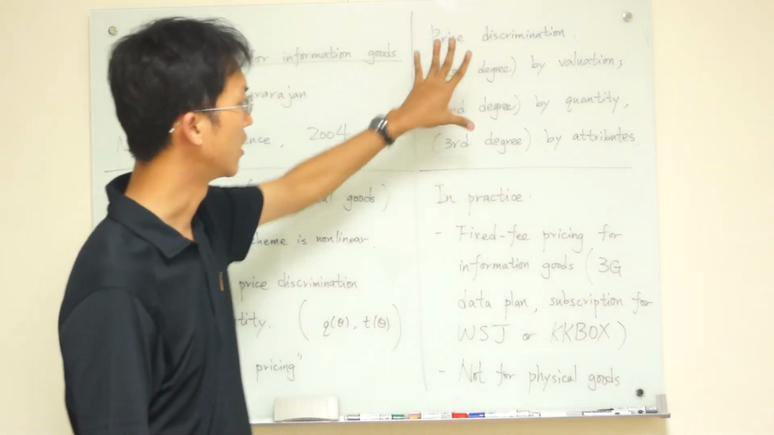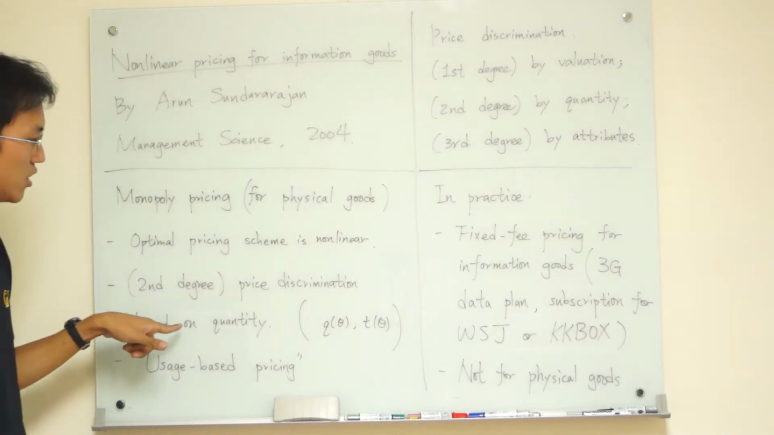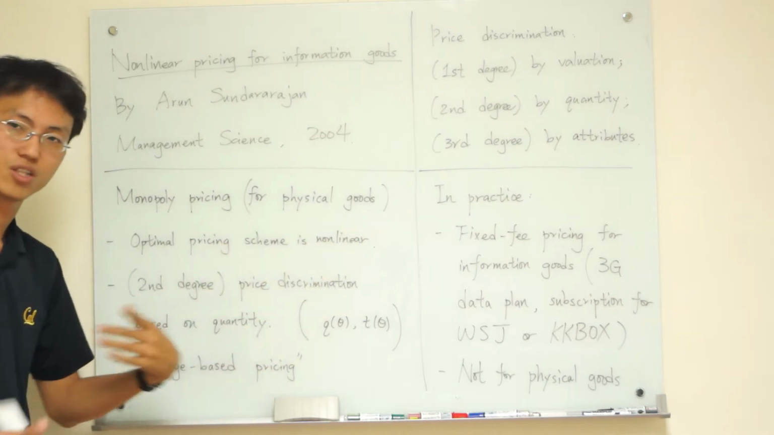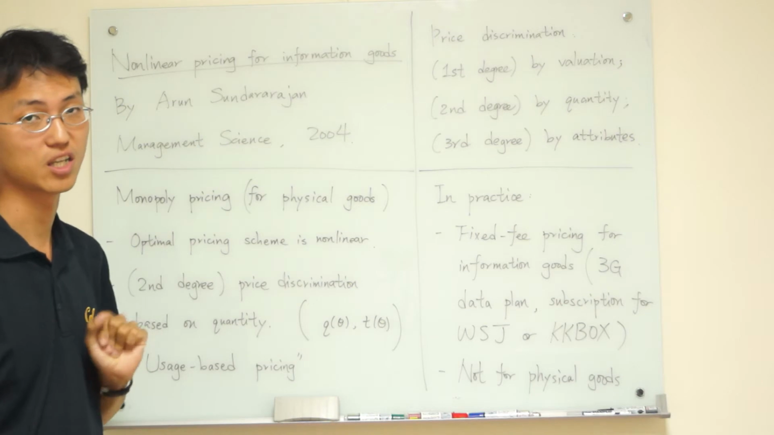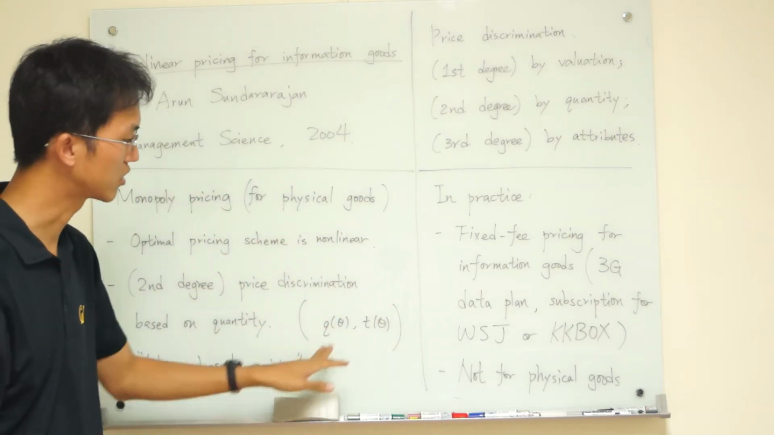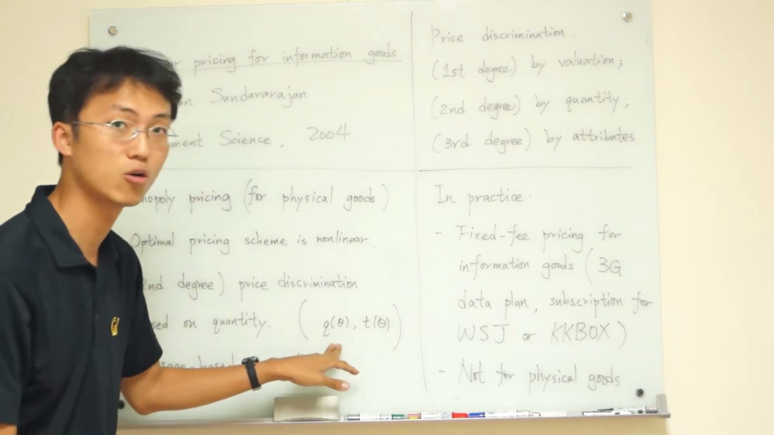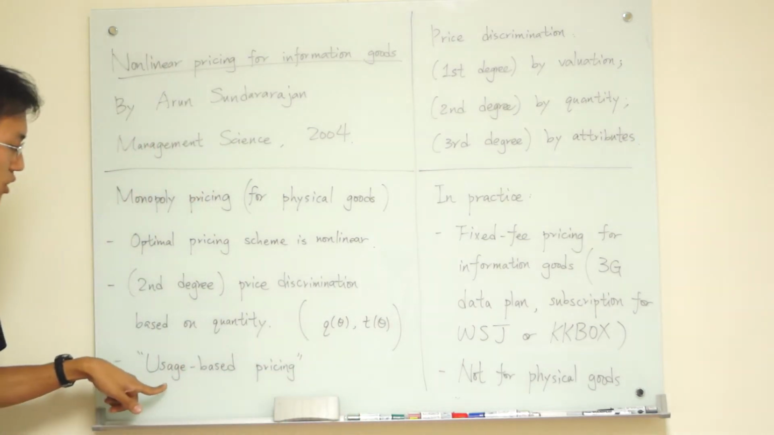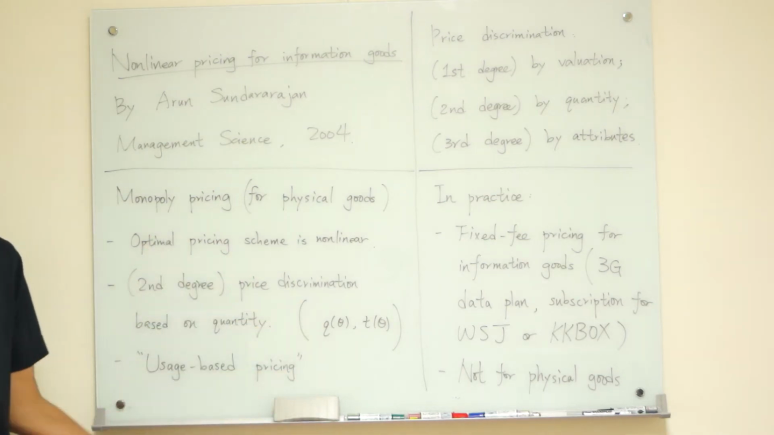Anyway, this is just an introduction. When we are doing monopoly pricing for physical goods, we know the best thing to do is a second-degree price discrimination. You sell different consumers different quantities, and charge them according to how much they eat or how much they use. Okay, so we say this is a usage-based pricing plan or schedule.